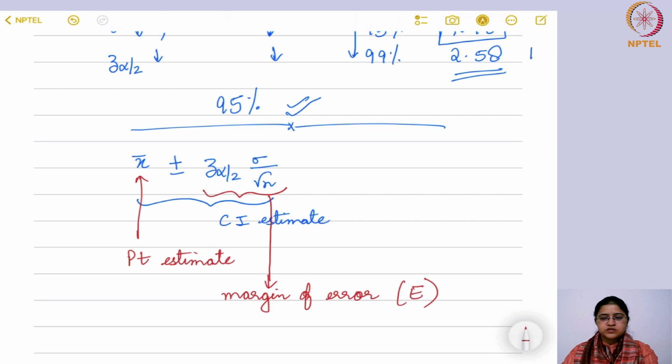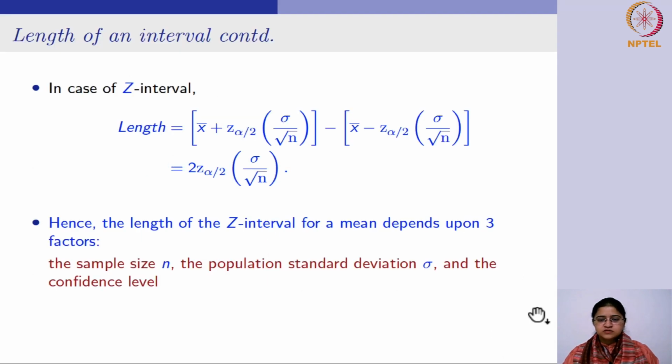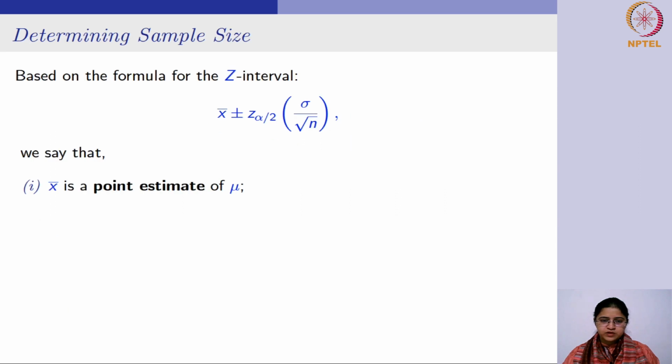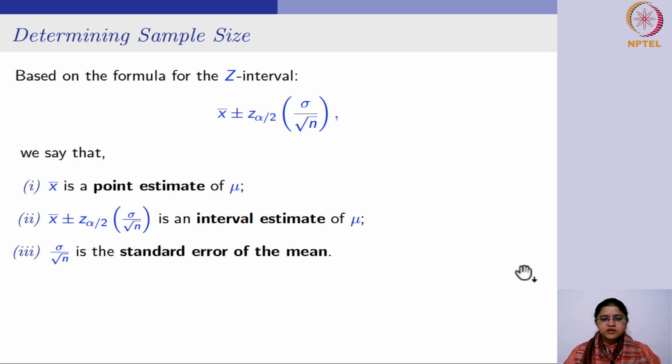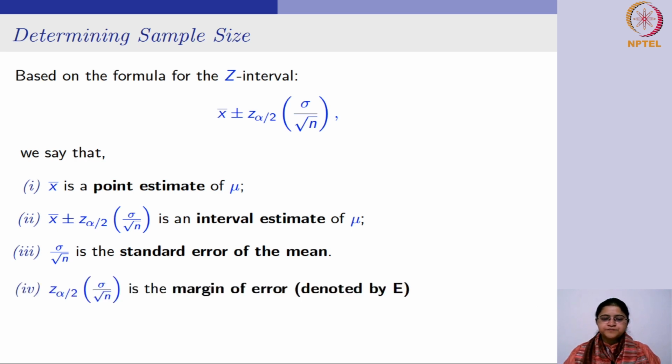So let me just show you in the slide. Here you can see that this is what I explained to you, and that is why we say that 95% is the most commonly used confidence level. Based on the formula of the Z interval, as I said, x bar is the point estimate. This entire thing is an interval estimate for mu. Sigma by root n is the standard error of the mean, because x bar follows a normal distribution with mean mu and standard deviation sigma by root n. And finally, z alpha by 2 sigma by root n is the margin of error that we denote by E.